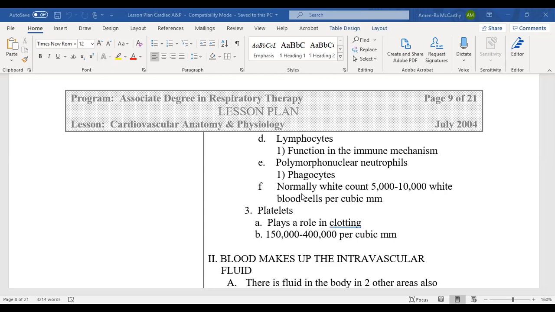And then finally, about the blood, platelets. What do we say platelets are for? Clotting. Platelets play a role in clotting. You should have 150,000 to 400,000 per cubic millimeter of blood. That's how many platelets should be in the blood.